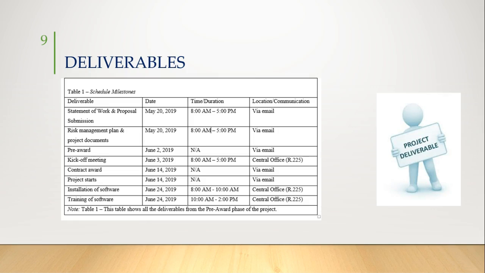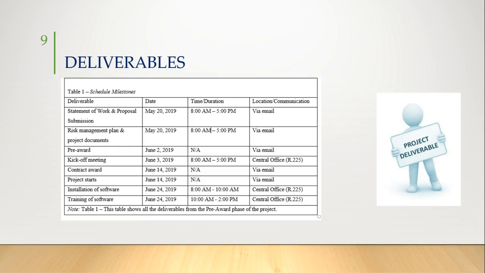Pre-award is scheduled for June 2nd, 2019, and the pre-award will be communicated via email. Kickoff meeting. Kickoff meeting is scheduled for June 3rd, 2019, from 8 a.m. to 5 p.m., and it will be at the central office, room 225. The contract award is scheduled for June 14, 2019, and it will be communicated via email, as well as the project starts the same date, June 14, 2019, and it will be communicated via email.